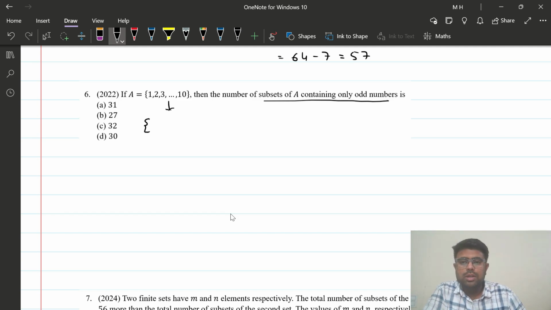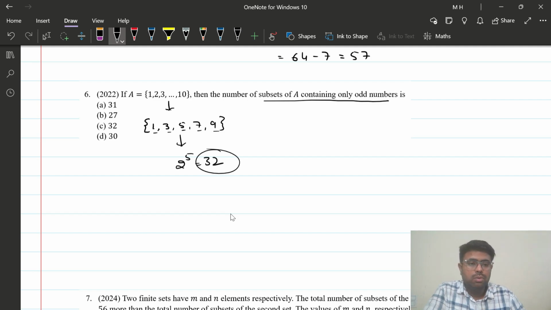So if I consider only the odd numbers, it is going to be 1, 3, 5, 7, 9. So it would be better if I make the subsets out of this, right? How many subsets will I get out of these numbers? It has 5 elements, so it is 2 raised to 5, which is 32 subsets. These 32 subsets will have only and only the odd numbers.